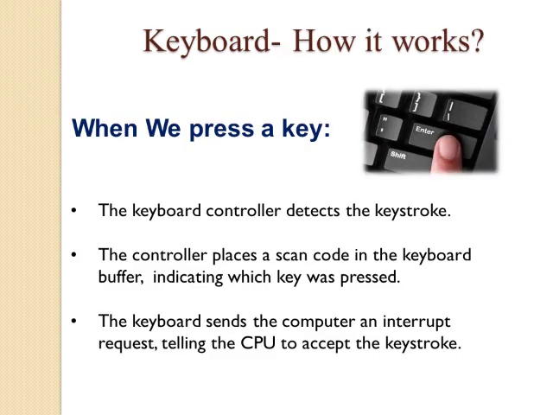Now we know what a keyboard is. Now let's see how it works. When we press a key on the keyboard, it has its own controller which detects the keystroke. And then the controller places a scan code in the keyboard buffer indicating which key was pressed. And then the keyboard sends the computer an interrupt request telling the CPU to accept the keystroke.